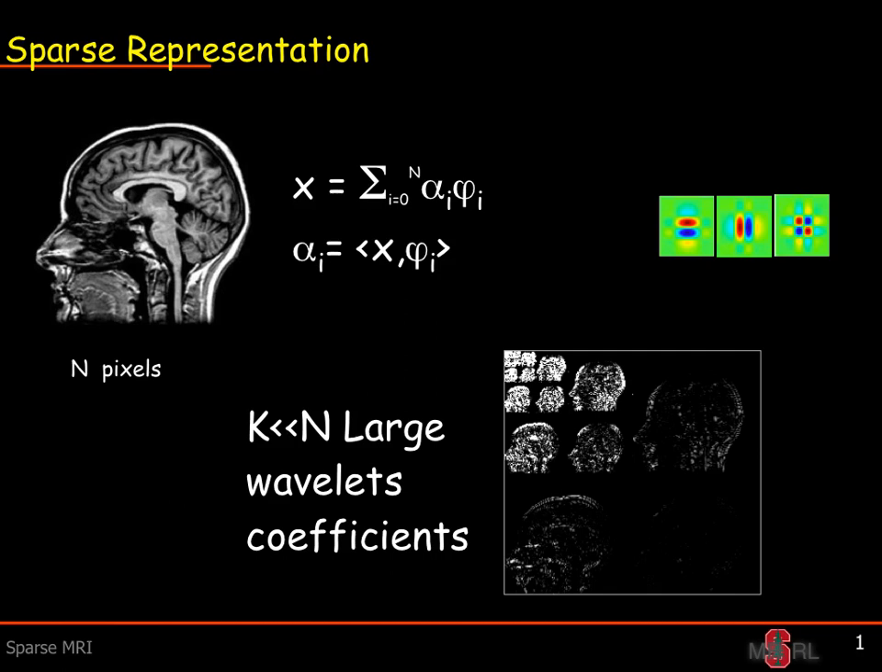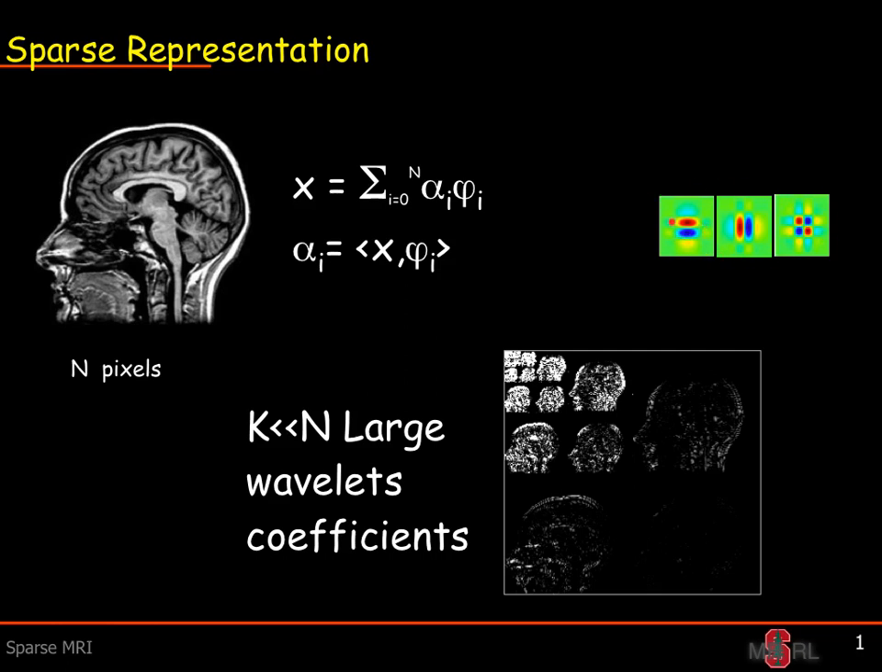For example, mathematically we can write that the image x is equal to a sum of weighted basis functions phi sub i, where the weights are given by these alphas, and they are specific to this image x. They can be obtained by taking the inner product of x, which is like a vector of samples of the image, with each basis function phi sub i. Here are some examples of wavelet basis functions.